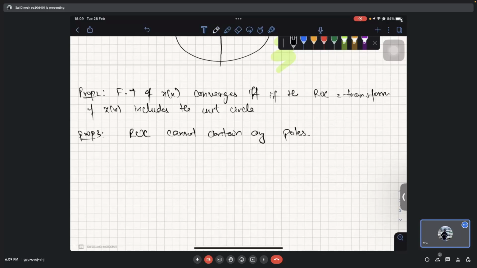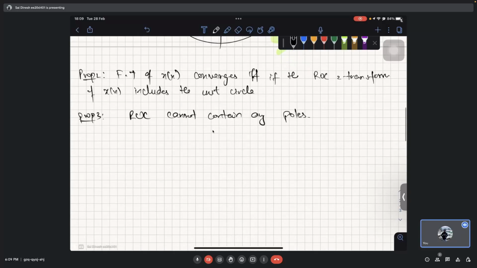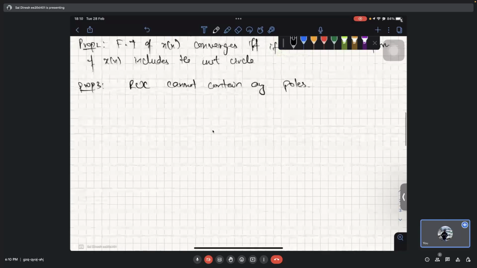And then there are a bunch of other properties. If x of n is a finite duration sequence, then the ROC is the entire Z plane except for z equal to 0 and z equal to infinity. If x of n is a right-sided sequence, then the ROC extends outward from the outermost pole, and if x of n is a left-sided sequence, the ROC extends inward from the innermost pole.